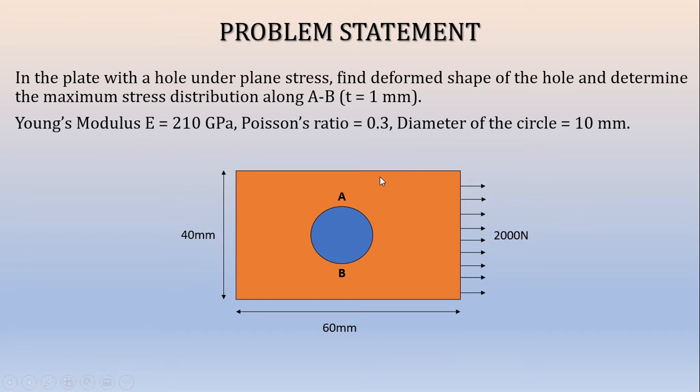Considering the thickness of the plate to be 1 mm, the Poisson's ratio to be 0.3 and Young's modulus of the material of the plate to be 210 GPa, and the diameter of the circle is 10 mm. Also, the width of the plate is 60 mm and the height of the plate is 40 mm. With this input, we shall see how to determine the stress that is distributed in the plate which is subjected to a tensile load of 2000 Newton.